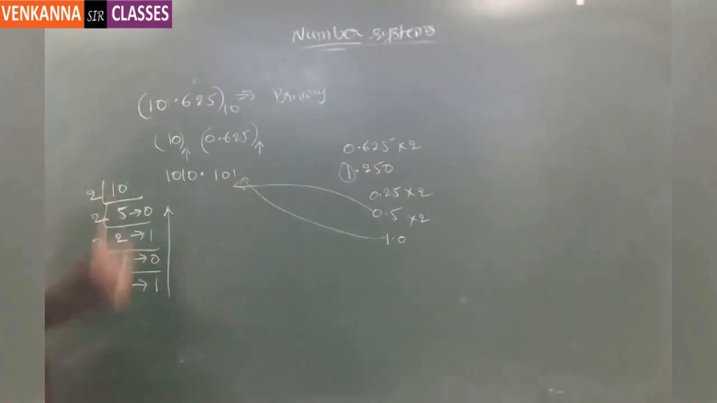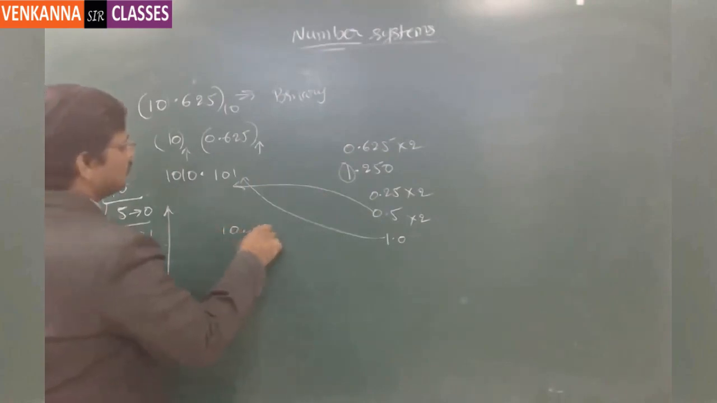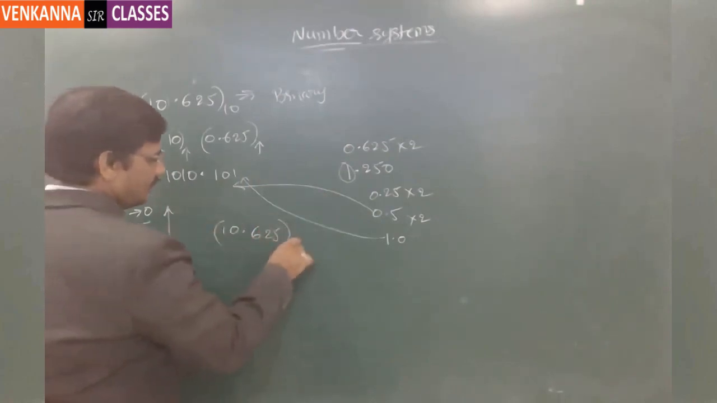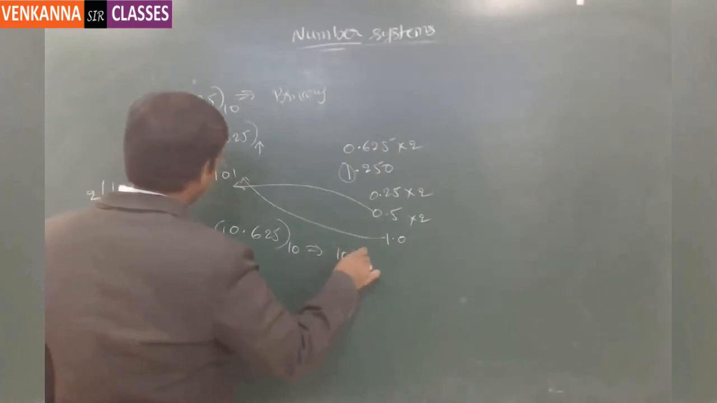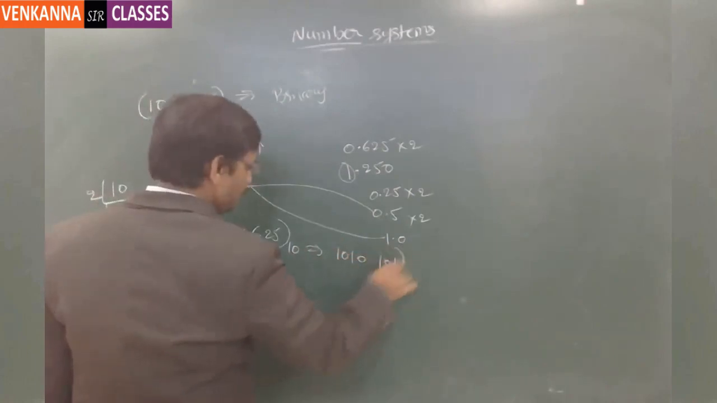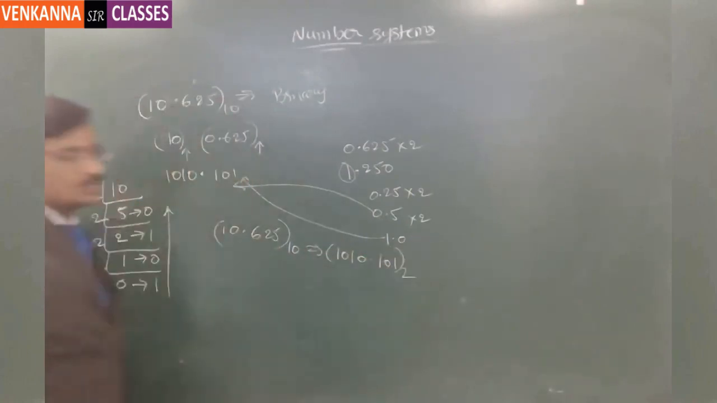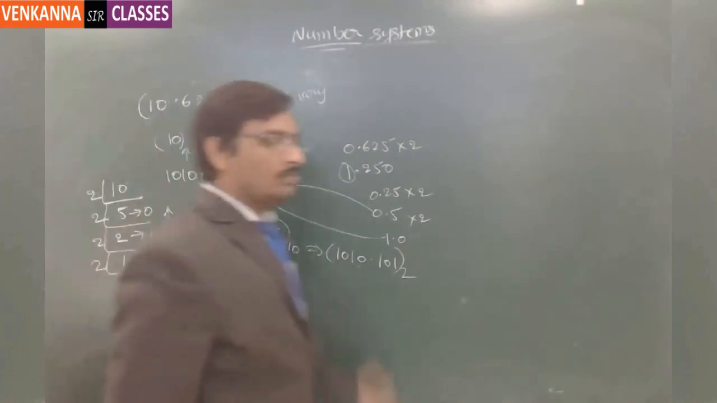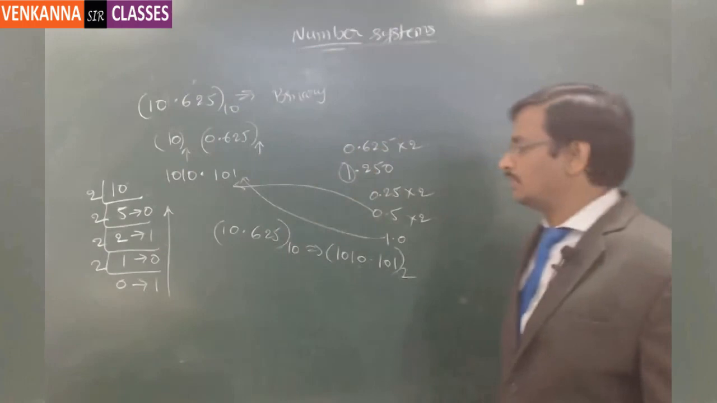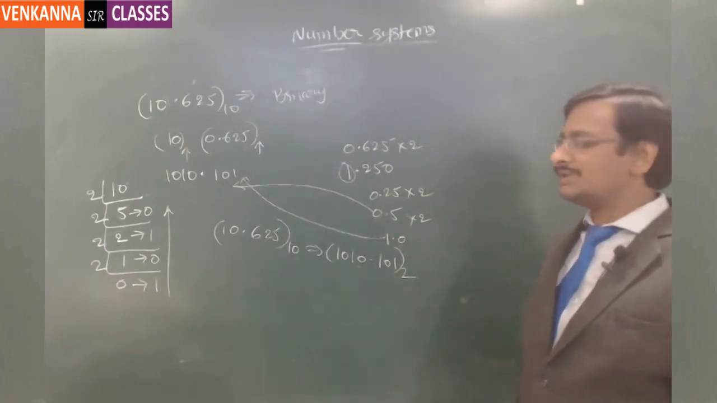Got it? So 10.625 base 10 is equivalent to 1010.101 base 2. This is how a real number can be converted into the binary number system. Got it? Understood this concept?